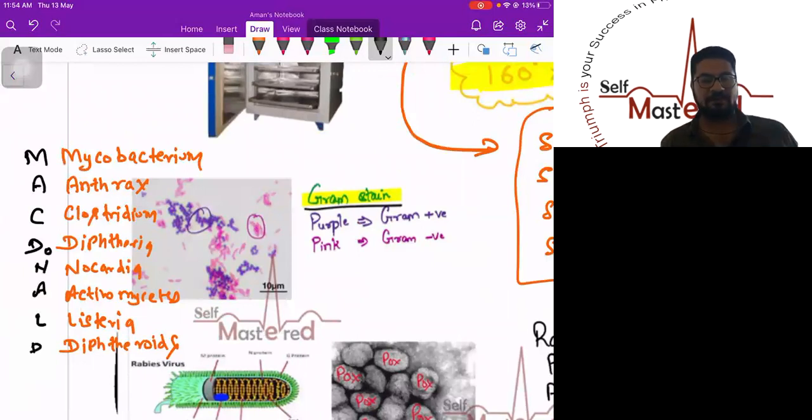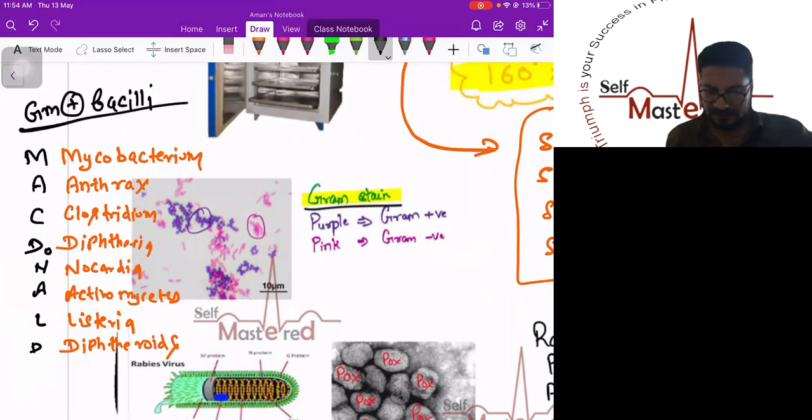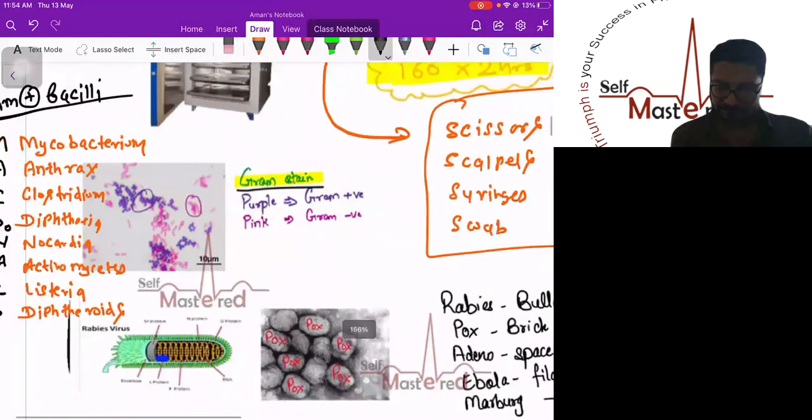So these are gram-positive bacilli, that you should remember. Other bacilli are gram negative.